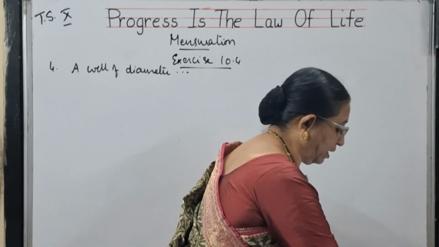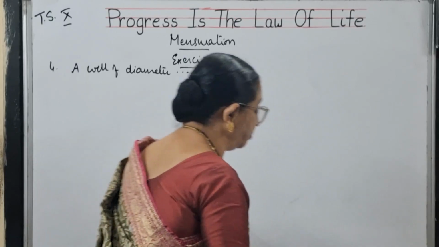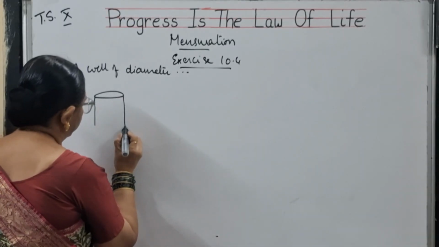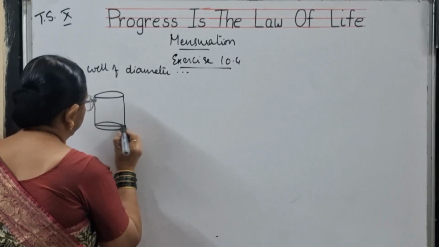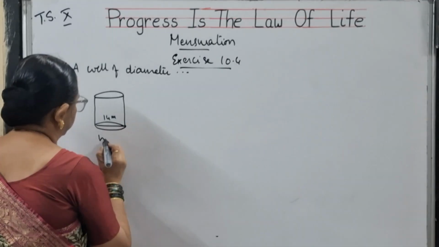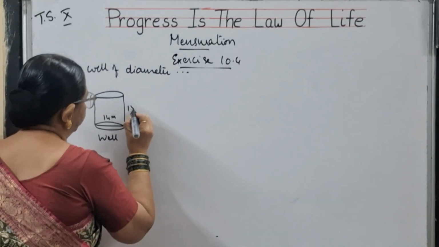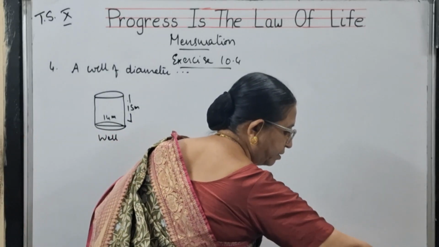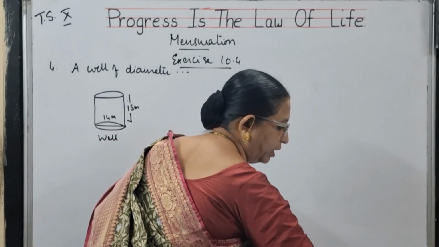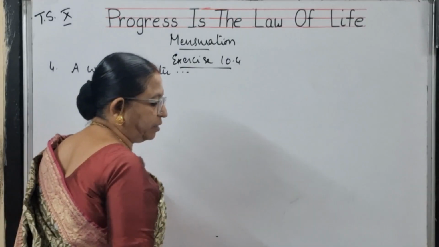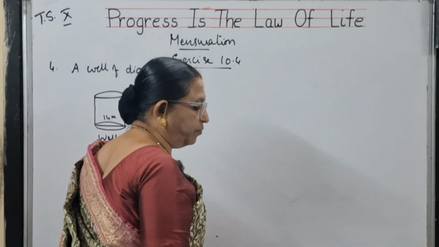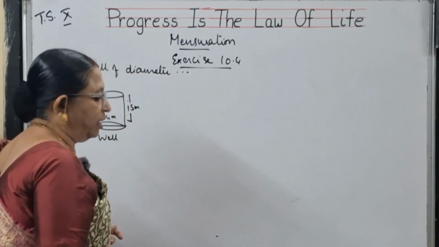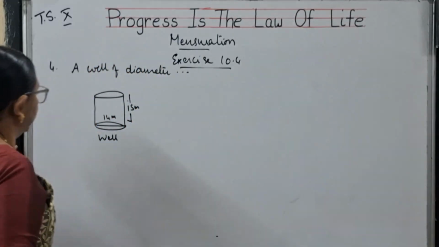So what is it that they have given? A well of diameter 14 meters. This is a well, diameter 14 meters, and depth 15 meters. A well of diameter 14 meters is dug 15 meters deep. The earth taken out of it has been spread evenly to form a circular embankment.